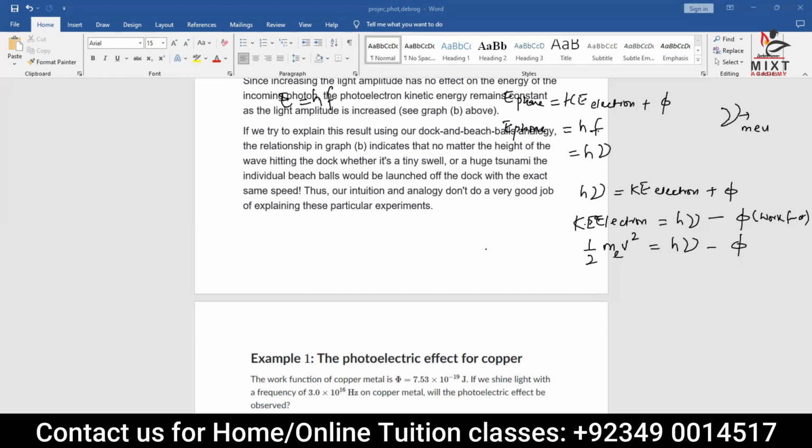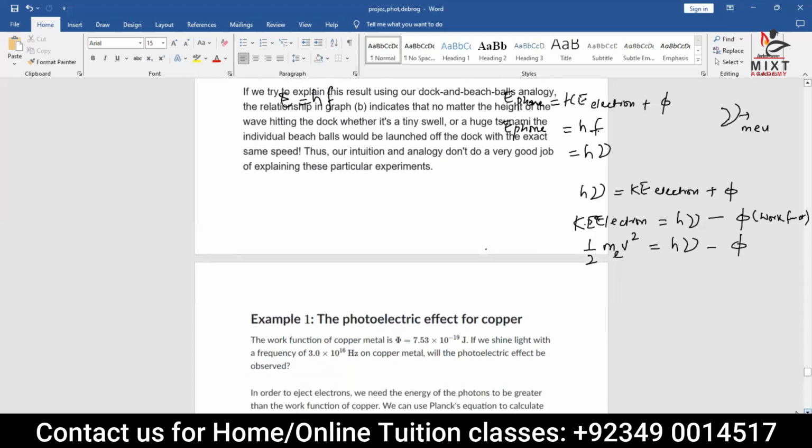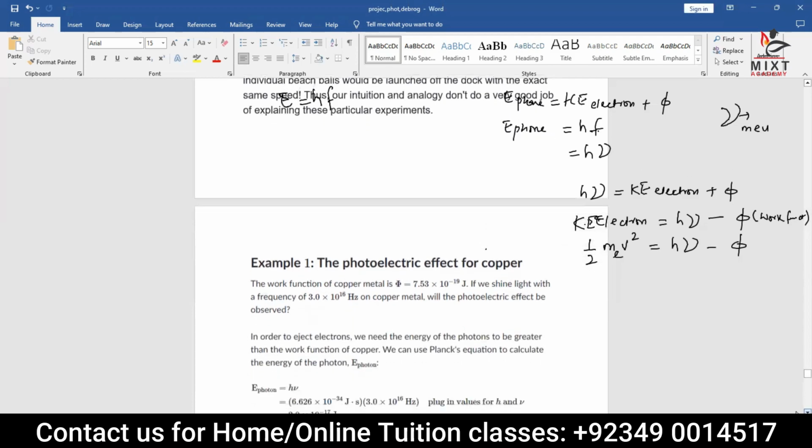hf minus phi. By the way, I think I have provided you the h value. If you didn't, then take 6.63 times 10 to the power negative 34. I have found 1.9 times 10 to the power negative 17, which I approximately got as 2 times 10 to the power negative 17. But I don't understand, what do they mean by will the photoelectric effect be observed? How do I use this information?